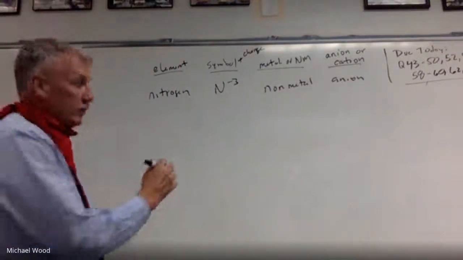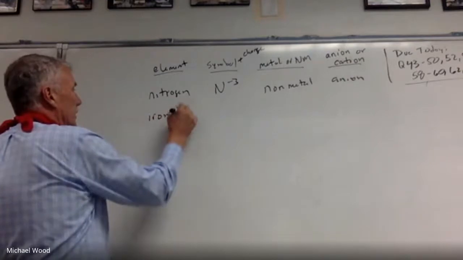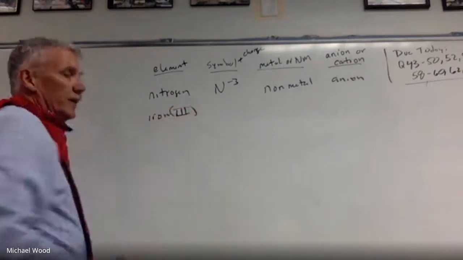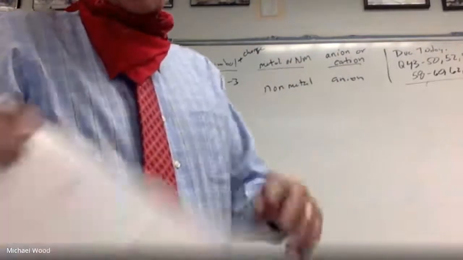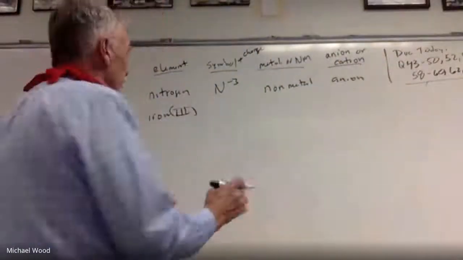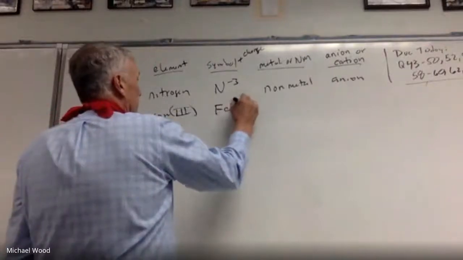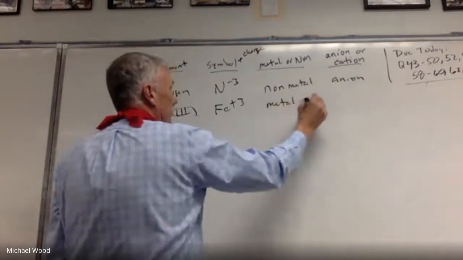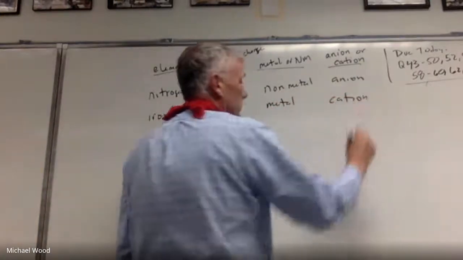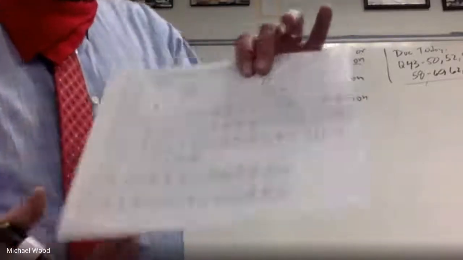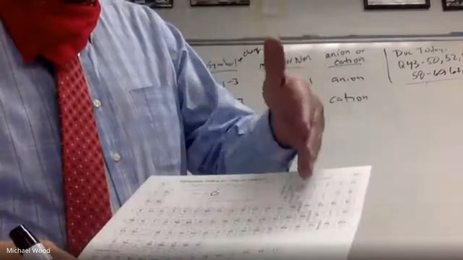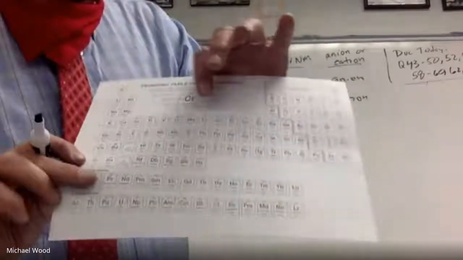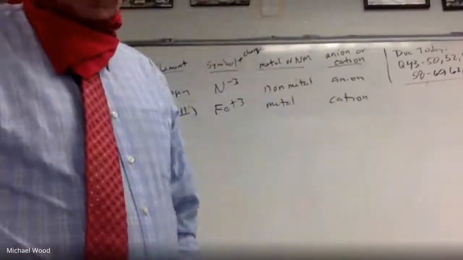Okay, the next one, iron 3. Iron 3, whenever you see a Roman numeral, what they're telling us there is the charge. And so if I went back here and I looked up iron, it's right there. And you can see in the box for iron, it says +2 or 3. That's why they're doing this. They tell us iron 3, they're telling us the charge is 3. This is a metal. This is a cation. So again, remember the dividing line is a staircase line. To the left are metals, to the right are non-metals. Well, iron is clearly a metal, and it's positive, so it's a cation.